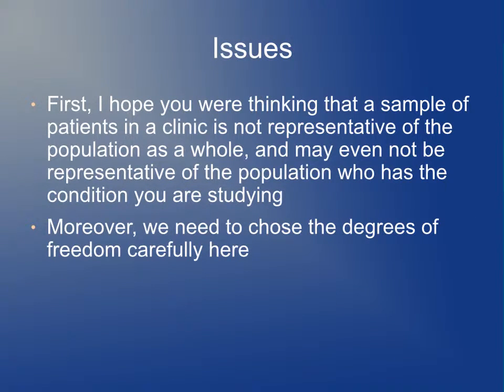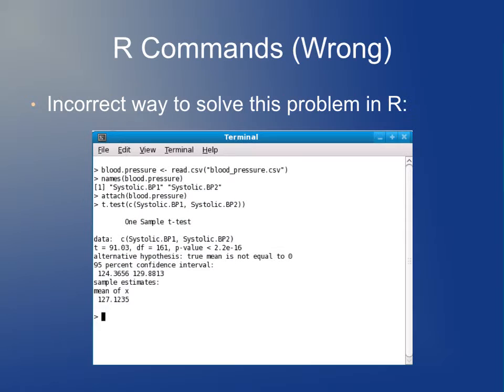First of all, hopefully you're paying attention. You're wondering whether a sample of patients in the clinic is representative of the population as a whole. Is it even necessarily representative of the population who has the condition that you're studying? People who come into the clinic for health care are more likely to have insurance, for starters. They're also more likely to be educated, more likely to be wealthy, more likely to be female. So all these things could bias your study straight out of the gate. But aside from those concerns, you need to choose the degrees of freedom carefully here.